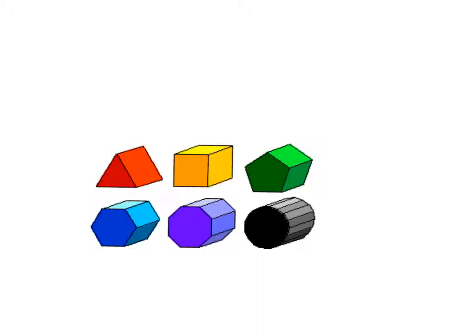So on this page, what we're looking at is a bunch of prisms. All right, so let's write that down. And what makes these prisms? Well, a prism is a solid with two parallel congruent bases. So what do I mean by parallel and congruent bases?